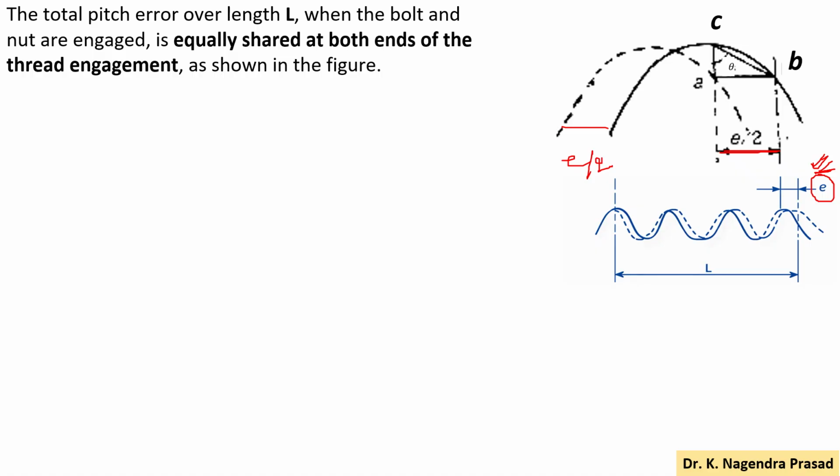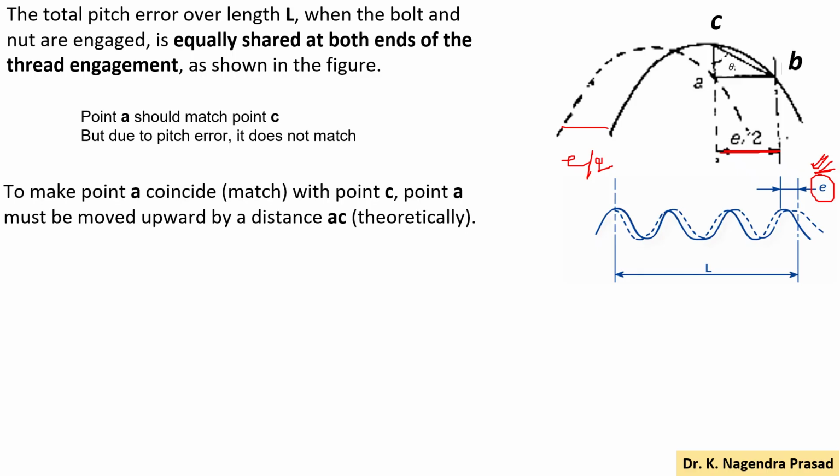We know that due to this pitch error, the effective diameter increases. Then point A should match with point C if there is no pitch error. But due to this pitch error, point A does not match with point C. So to make point A coincide with point C, point A must be moved upward by a distance AC, theoretically. Now we have to determine this AC value.